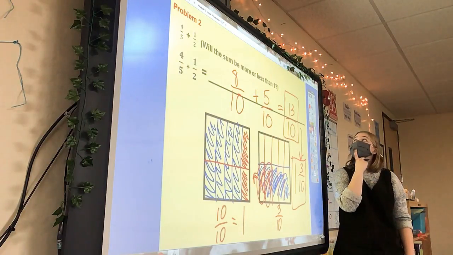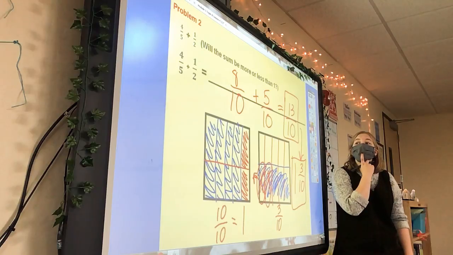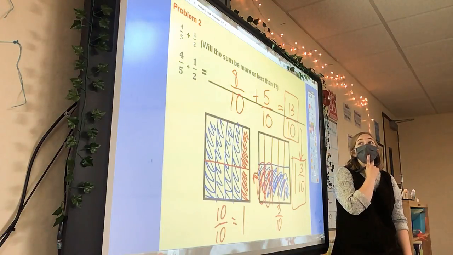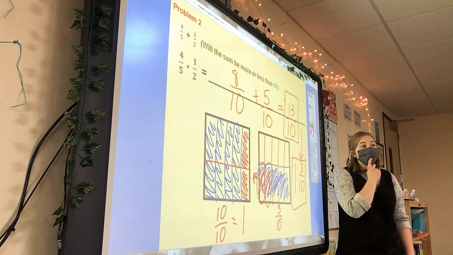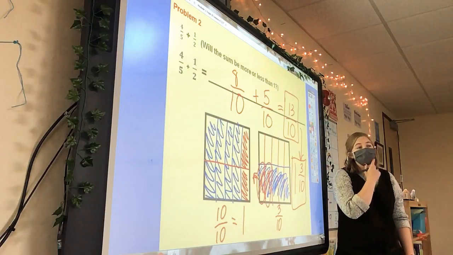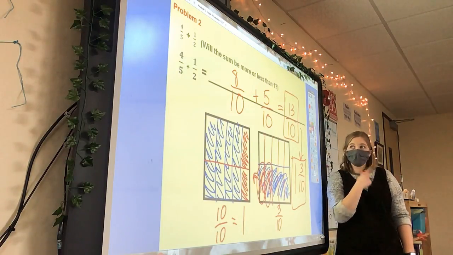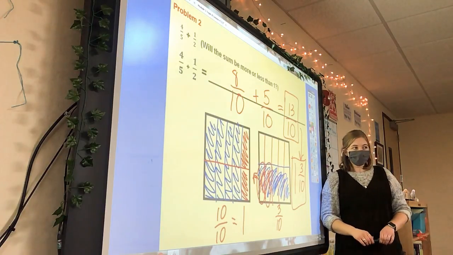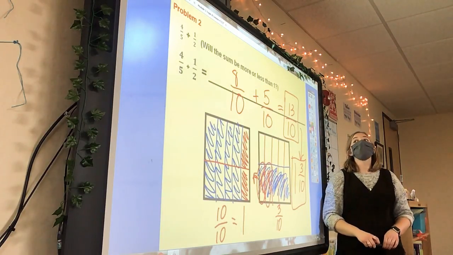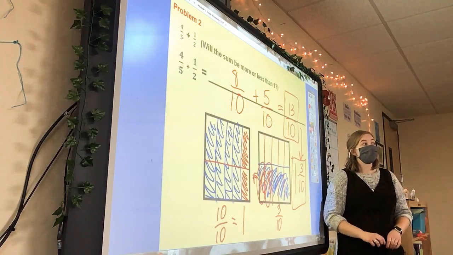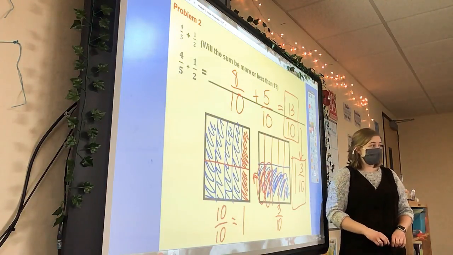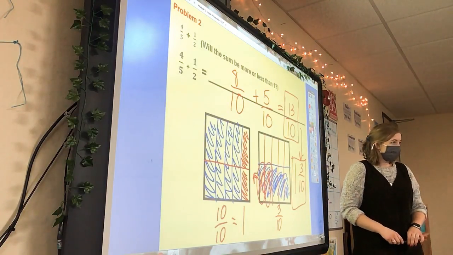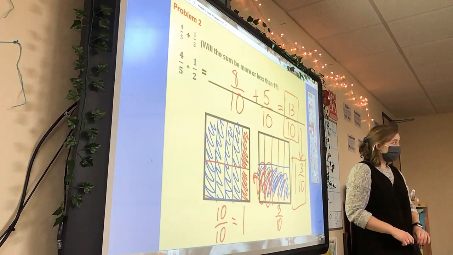All right, Brady. I know how to tell if one's an improper fraction. Okay, can you explain it to us? Yeah, so all it has to be is if the top number is bigger than the bottom number, then it's improper. Okay, I like it. That's good. Eddie. Yes, sir. Any other questions on this problem?